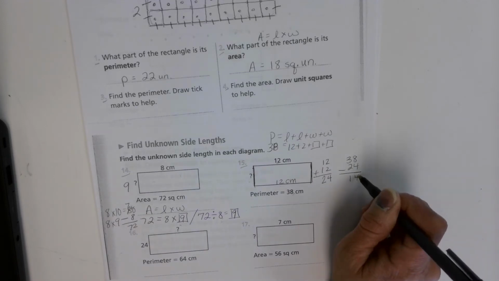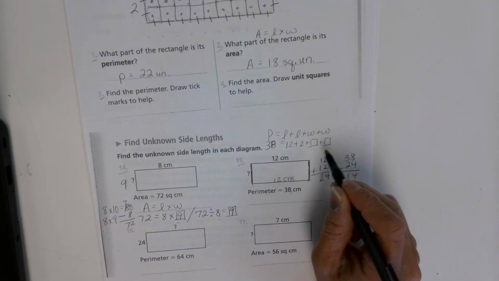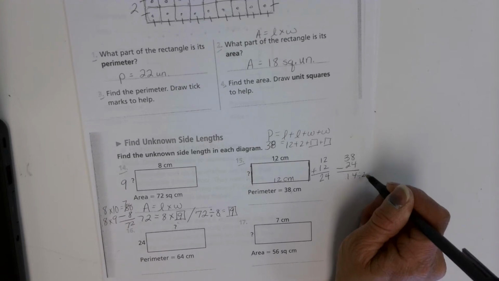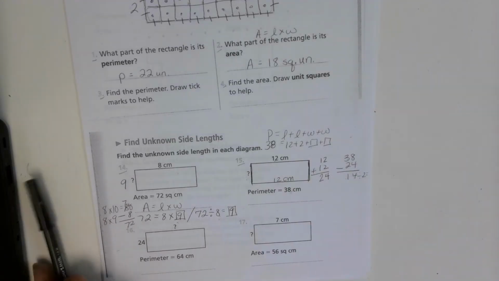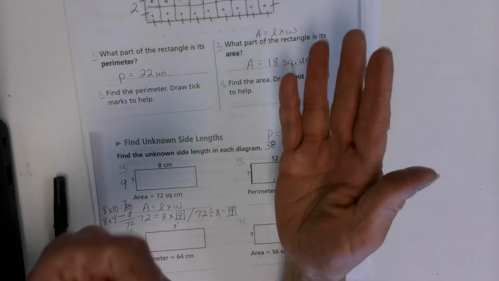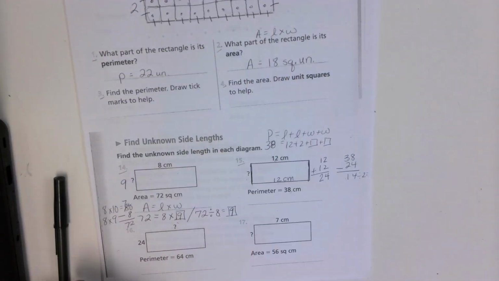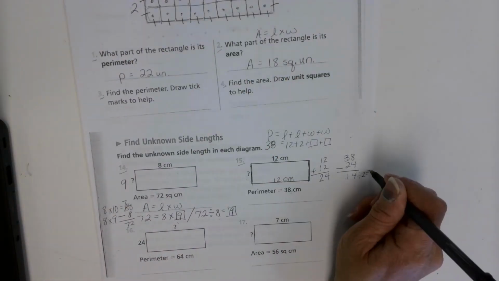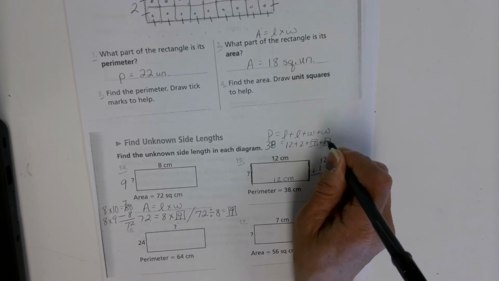And we have 14. To do that, we need to divide that by 2. How many 2's are in 14? Let's count. 2, 4, 6, 8, 10, 12, 14. There's 7. So I know this is 7 and this is 7.